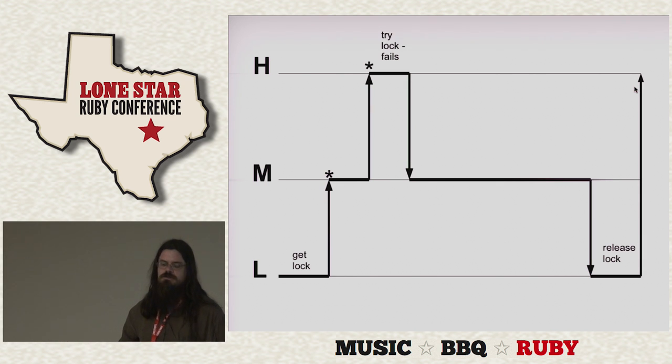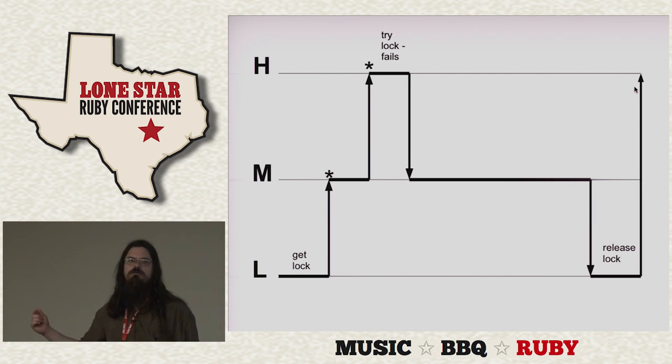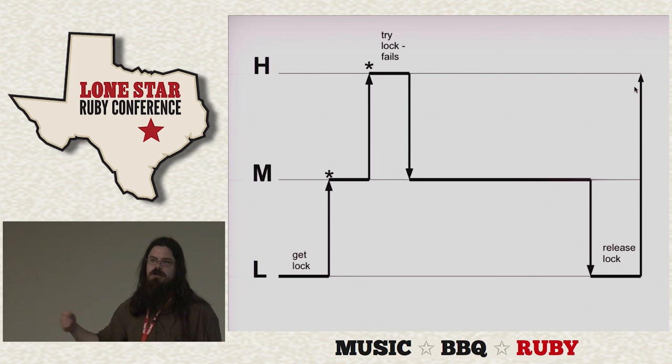The solution to this is something called priority inheritance, where if you have a high priority thread waiting on a mutex which is being held by a low priority thread, that low priority thread gets a temporary boost to its priority at the same level as the high priority thread. And that ensures that the situation can't happen.